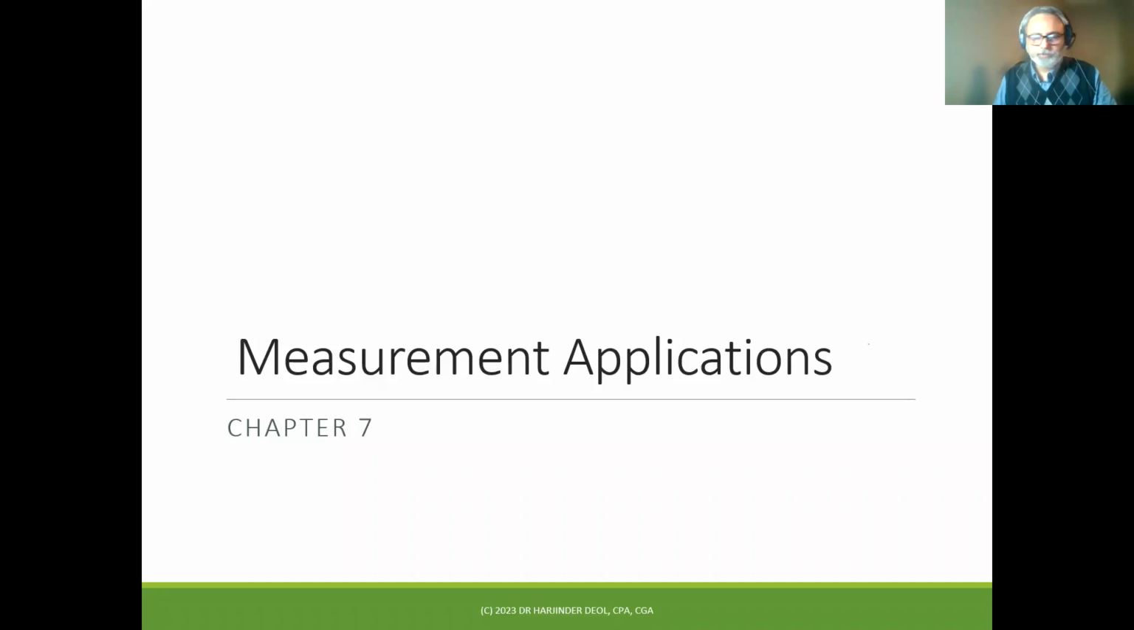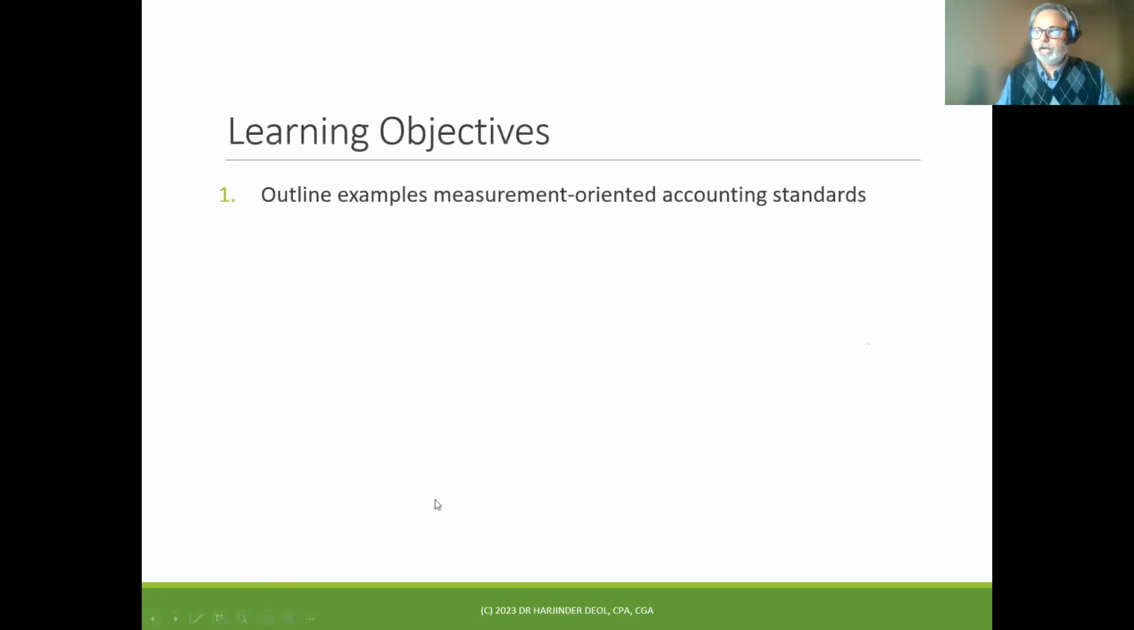All right, good folks. So we're going to look at a few examples of the application of the measurement approach. And essentially what we're going to be doing is look at how the measurement approach has been incorporated in our financial reporting standards. So we're going to go through the financial statements and then see how that's been done.